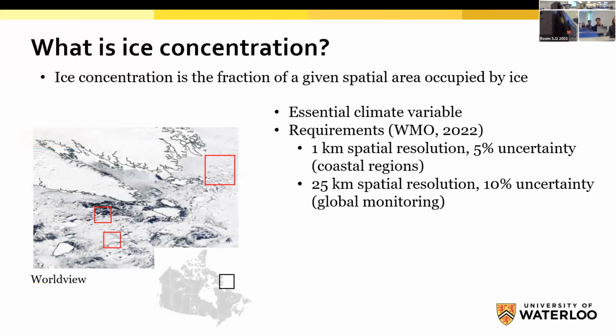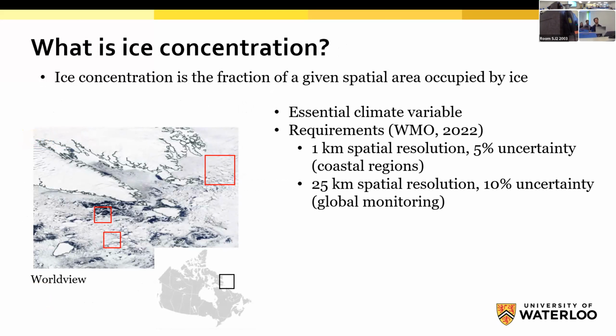Okay. So first, let me just start by defining what I mean by ice concentration. Ice concentration is just the fraction of a given spatial area occupied by ice. On the left there, you see a satellite image. That's an optical image, the kind of image that you see looking out of an airplane. We have these different size boxes, and there are different bright and dark regions, so they have different levels of ice concentration.